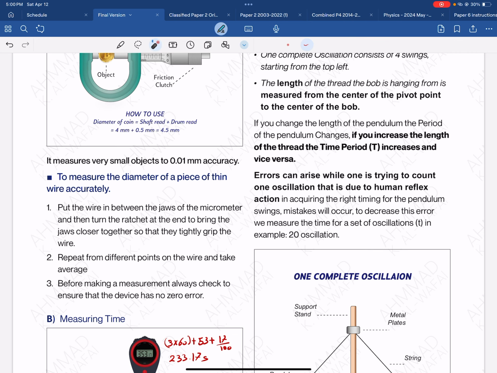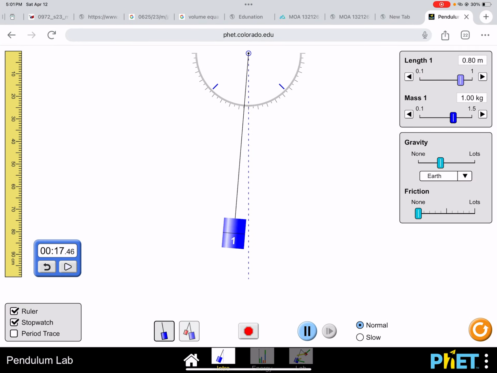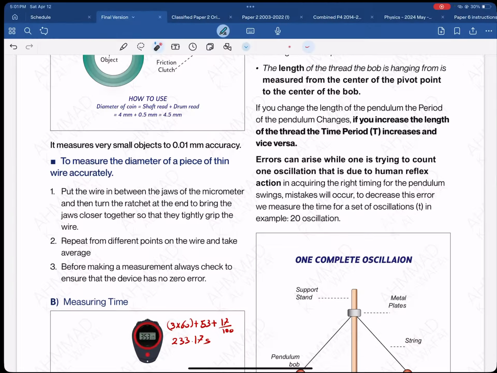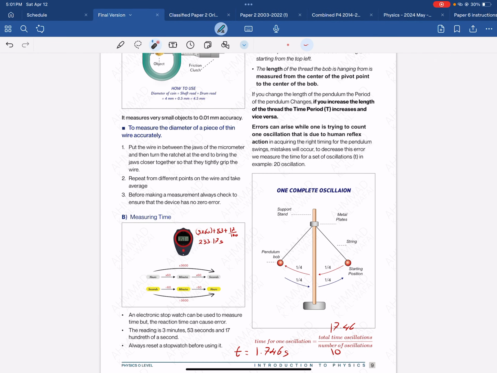Now, also, if you increase the length of the thread, the time period increases. If we play with the length, you see it's going to take more time to go back and forth. You decrease it, it's going to be quicker. Increase the length, it's going to be slower. Decrease the length, it's going to be quicker for 1 oscillation, which is very important. Now that's the idea of measuring time in general, with length.